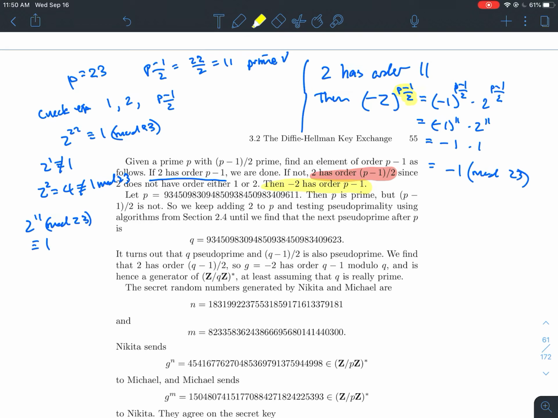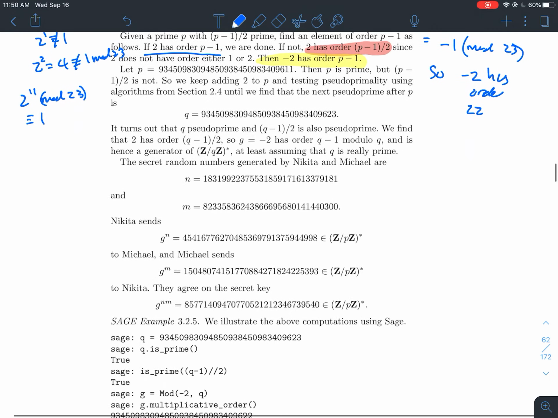Therefore, we have to use our biggest exponent, our biggest possibility, which of course is just P minus 1 itself. And so negative 2 has order 22. And again, that would be a primitive element for that group. In other words, you could achieve all the elements of Z mod 23 star by just taking powers of it. The powers should cycle through all the elements of Z mod 23Z star.